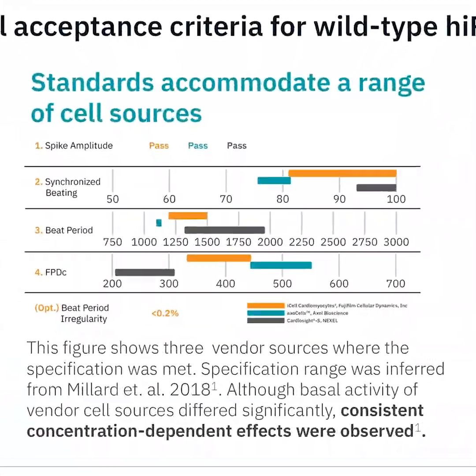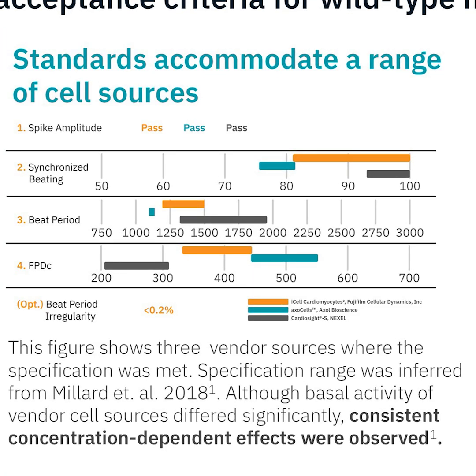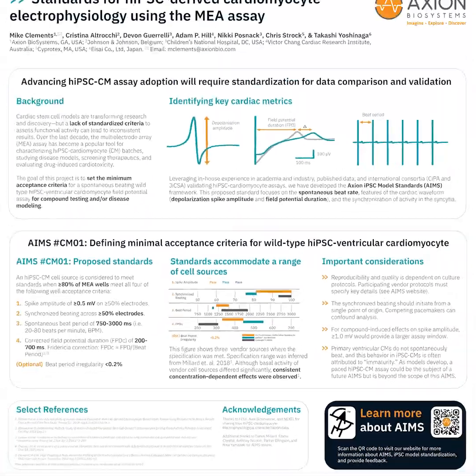Many cell vendors use the spontaneous electrical activity of iPSC cardiomyocyte batches as measured with Maestro MEA as release criteria for their cell products. Here, cell performance data from 3 leading commercial sources of iPSC cardiomyocytes are presented with respect to this proposed standard: iCell Cardiomyocytes squared from Fujifilm Cellular Dynamics Inc., Axol human iPSC-derived ventricular cardiomyocytes from Axol Bioscience, and Cardiocyte S from Nexcel. As you can see, the AIMS CM01 standard accommodates all 3 cell sources.